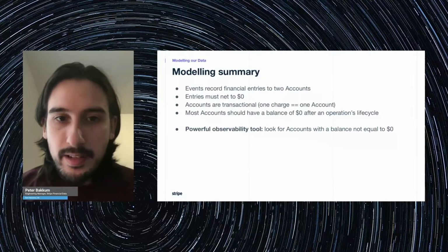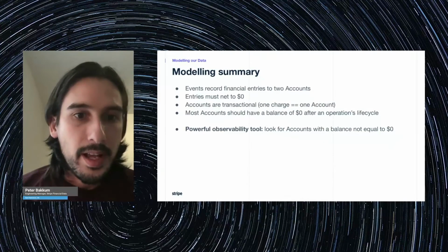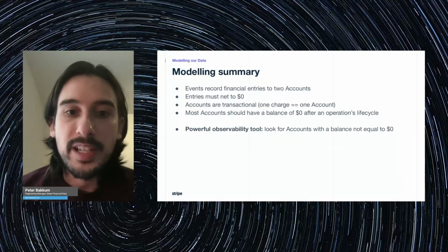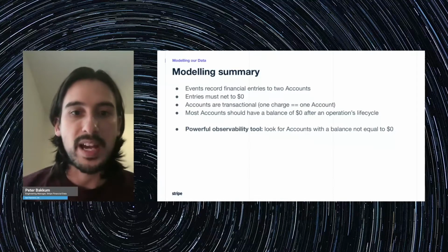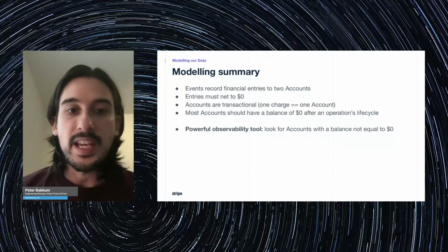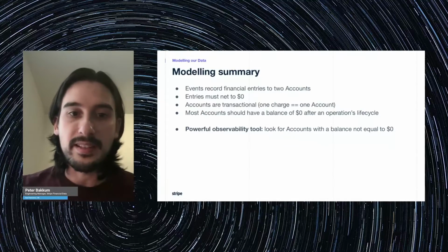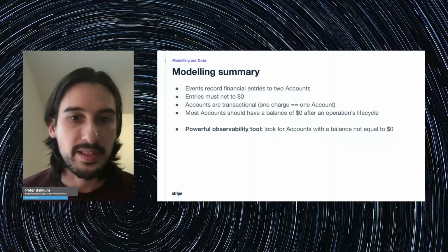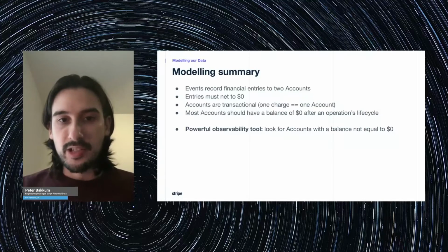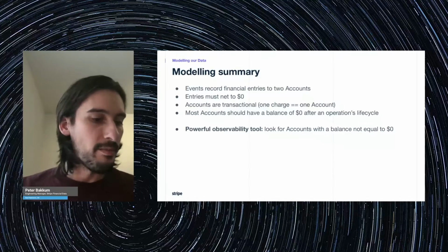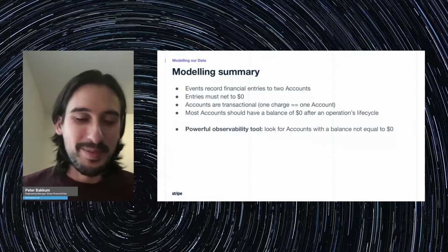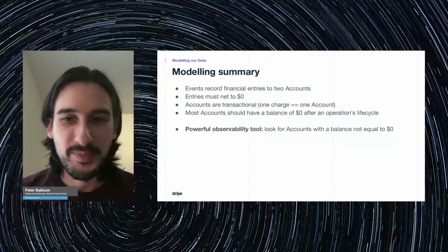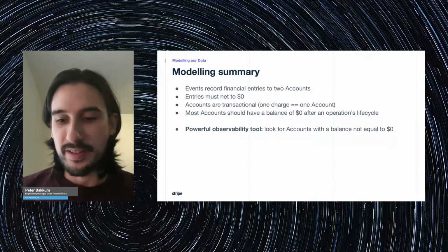So to summarize our data modeling here, we record events as double entry events that impact at least two accounts. The entries to these accounts must net to $0. The accounts are transactional, so one charge is one account. And most accounts should have a $0 balance. So here what you can see we're setting up is we're going to have certain query needs over these data models. And so I want to talk more about this in the next section.